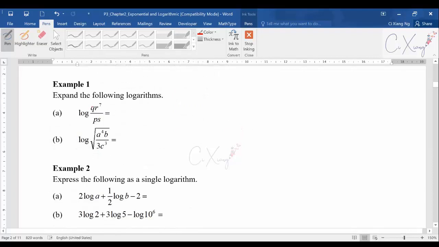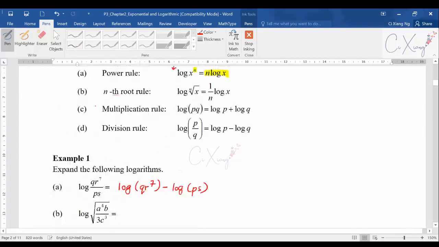Okay, so to expand all the log, first you look at this one, it is a fraction, a log with a fraction. Therefore, you need to split it first. So it will become log QR power 7 minus log PS. Alright, so this is the division rule that you learned before. You split them, become log P minus log Q.